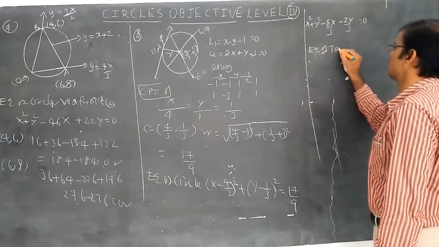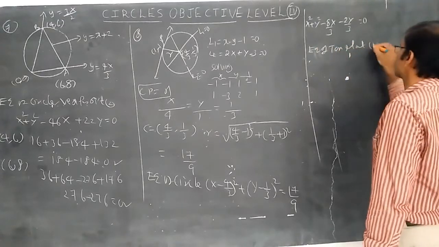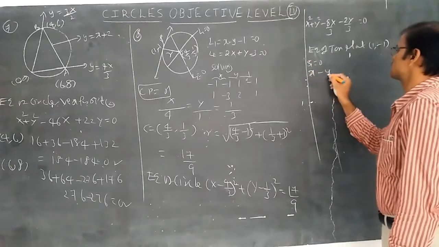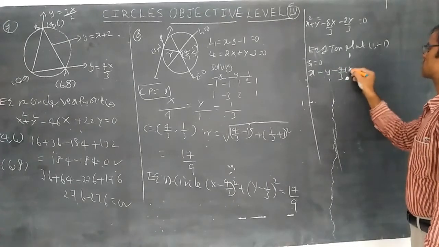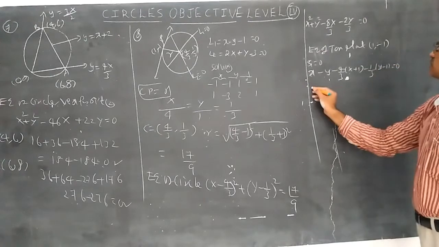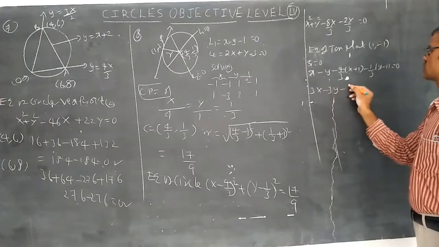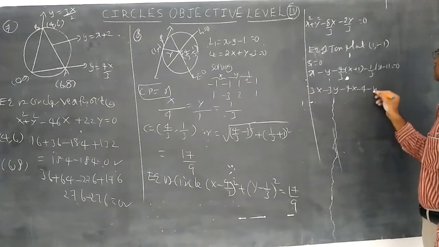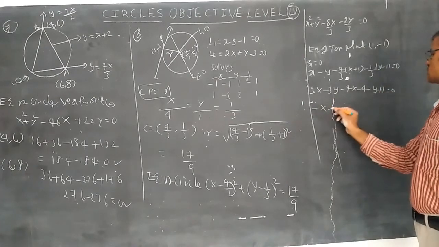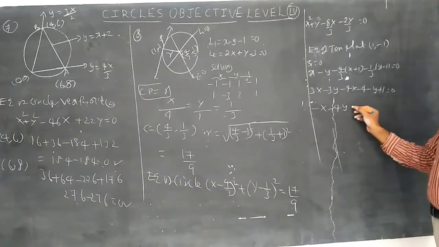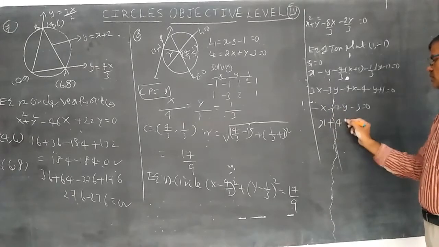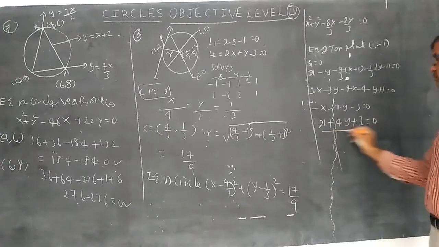We should calculate now the equation of the tangent at 1 comma minus 1 to the circle using the formula x x1 plus y y1 plus g into x plus x1 plus f into y plus y1 equal to 0. You can write here by taking LCM: 3x minus 3y minus 4x minus 4 minus y plus 1 equal to 0. You can write 3x minus 4x is minus x, minus 4y, minus 3 equal to 0. By multiplying with minus, we get the equation of the tangent as x plus 4y plus 3 equal to 0.